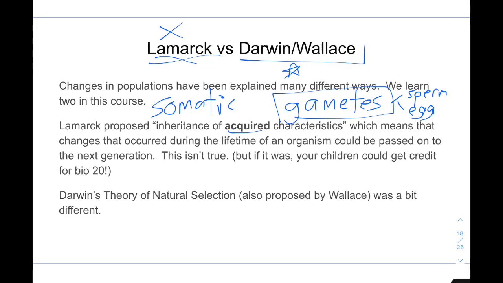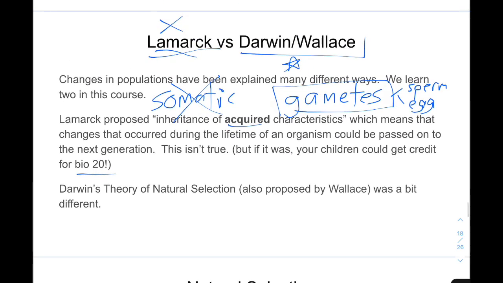Lamarck's idea doesn't work because if you do a lot of exercise, you get very fit. That does not mean that your children will be very fit. They'll have to do their own exercise. If you pass Bio 20, that doesn't mean your children know everything from Bio 20. They're going to have to learn it again on their own, hopefully with newer and better information. So Lamarck's idea was changes in your lifetime could be passed on, and that doesn't work because they affect your somatic cells.